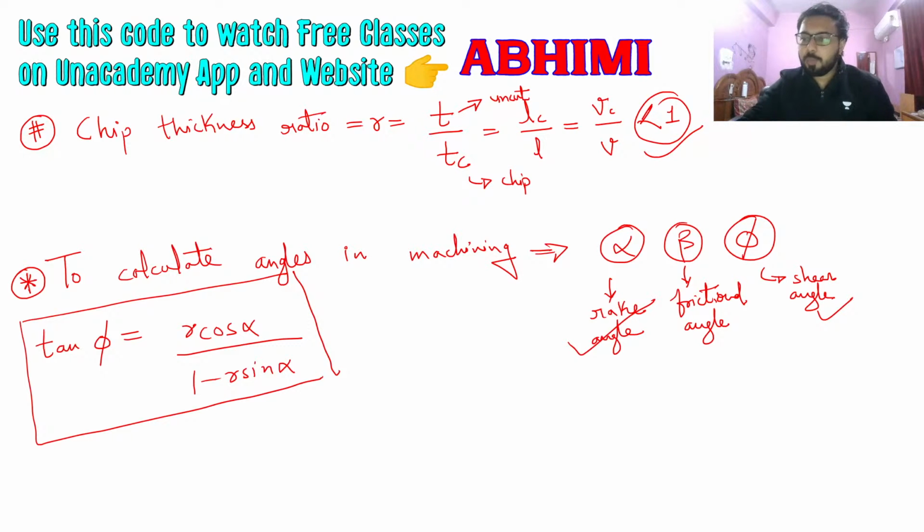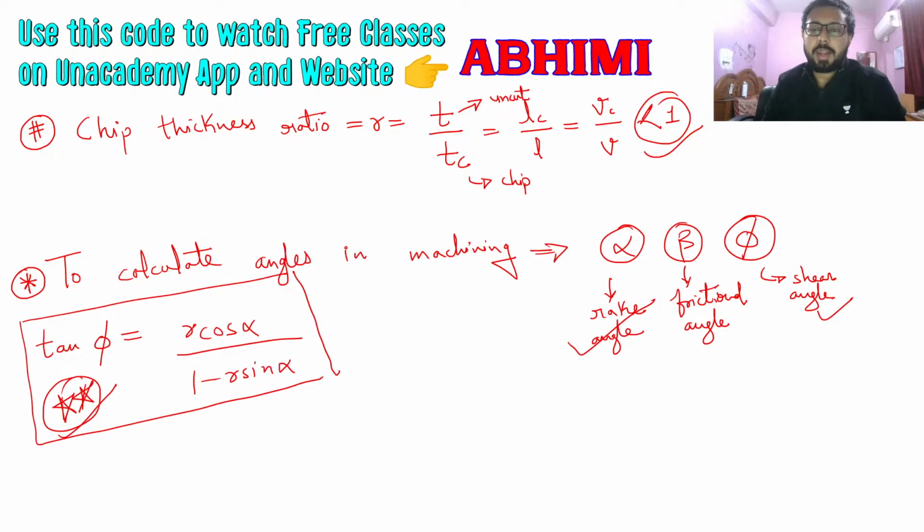The rake angle is given in most questions, either in tool signature form or simply directly. Using that value alpha, you can find the shear angle phi by the relation tan phi is equal to r cos alpha divided by 1 minus r sin alpha, where r is the chip thickness ratio. This is very important, and this formula gets used in a manufacturing question, I think, every year in one way or another. So this formula is very important.